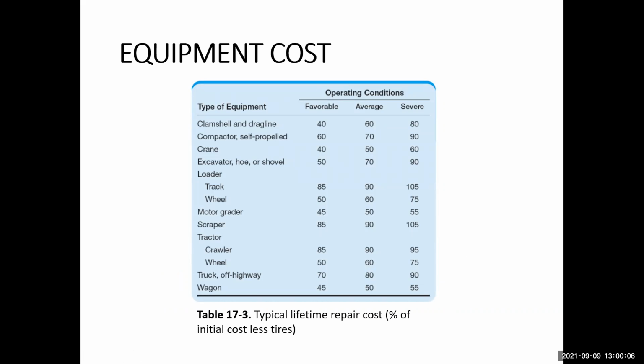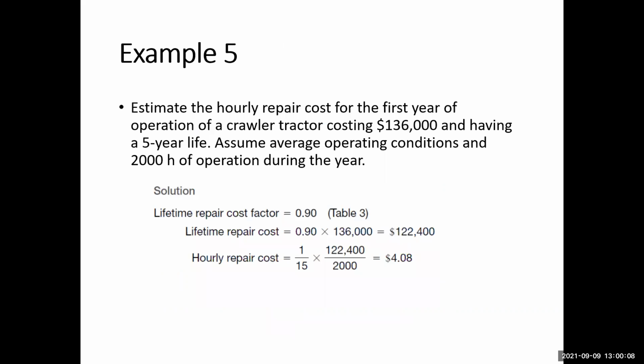Okay, now let's look at this example 5. Estimate the hourly repair cost for the first year of operation of a crawler tractor costing $136,000 and having a 5-year life. Assume average operating conditions and 2,000 hours of operation during the year.